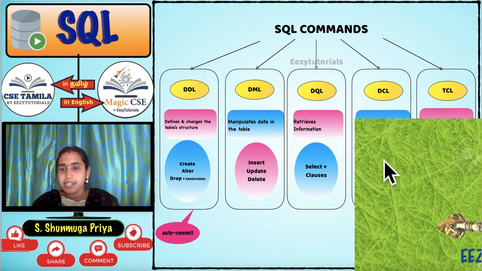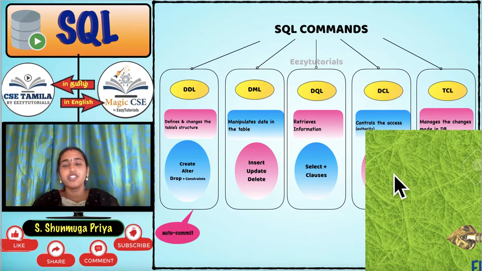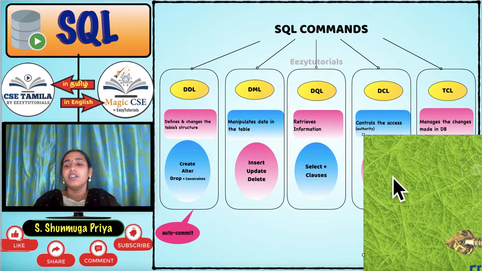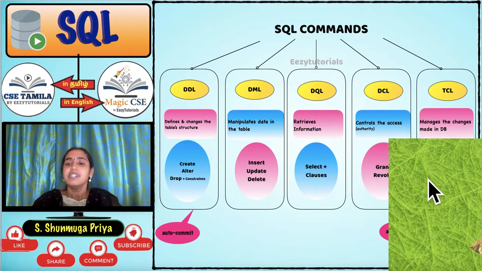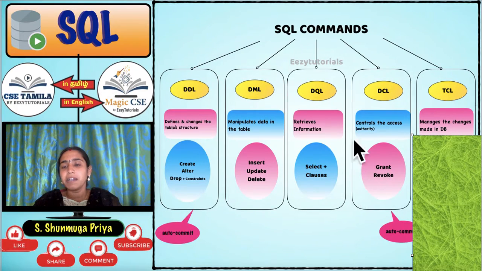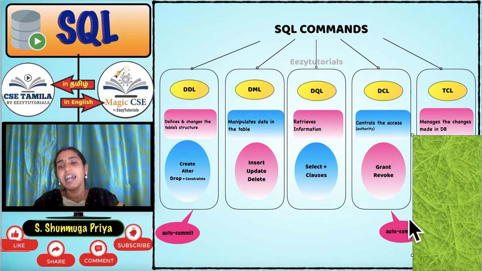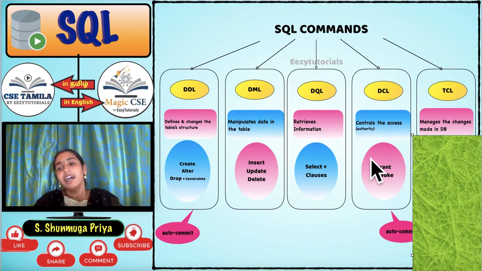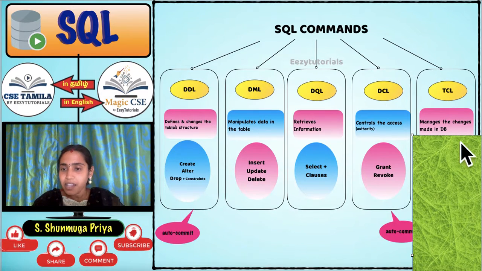The next one is DCL, data control language. It will be controlling the authority or access. Who can access the database? Who should not access? Those controls can be done with the help of this DCL. You have grant and revoke. These are the two commands which you learn under this DCL, and these DCL commands are auto committed. You need not manually save anything. Automatically these commands' results will be saved in the database.